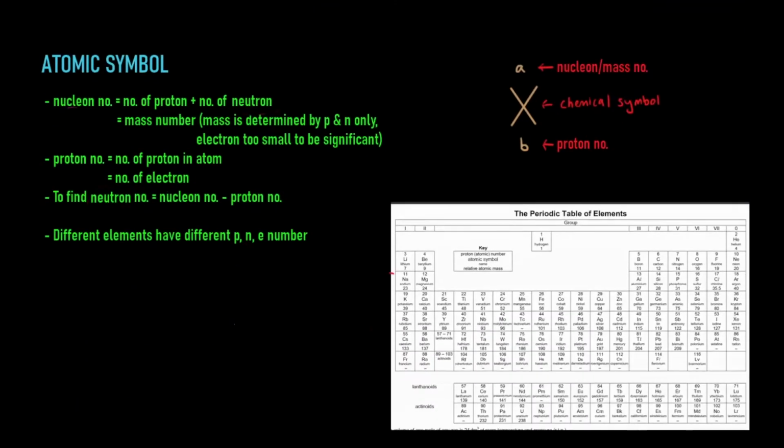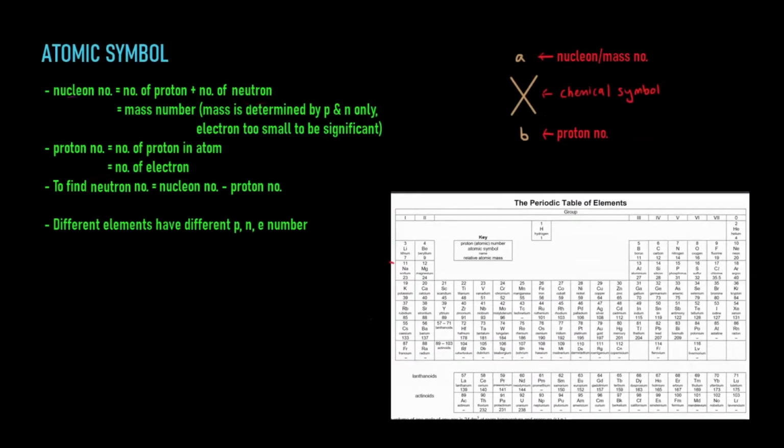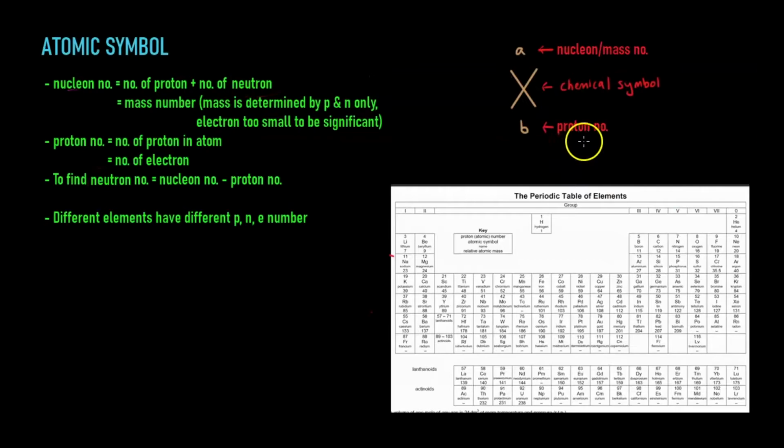Now we have the atomic symbol. There's a difference between what is being taught and what is being given in the O-level syllabus. Let me explain that in a while. Let me explain about this one first. I have 2 formulas for you to memorize. First one is nucleon number, which is the number of protons plus number of neutrons.